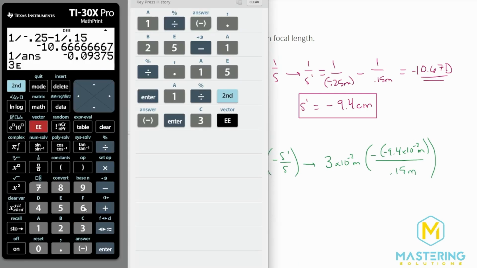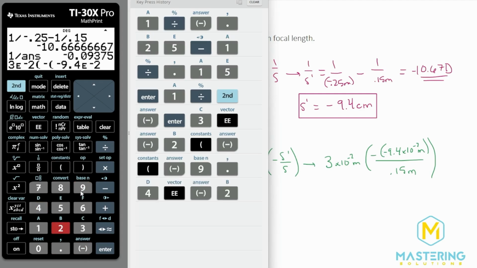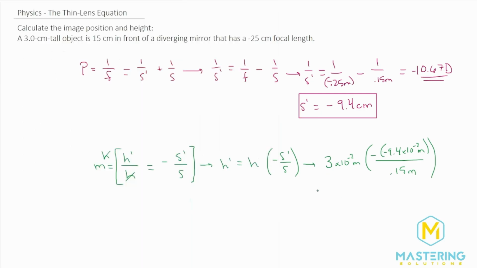So we have 3 times 10 to the negative 2 multiplied by a negative 9.4 times 10 to the negative 2. And that's divided by 0.15. So that gives us, in meters, and we put that in centimeters, we have 1.88 centimeters. And that was positive.